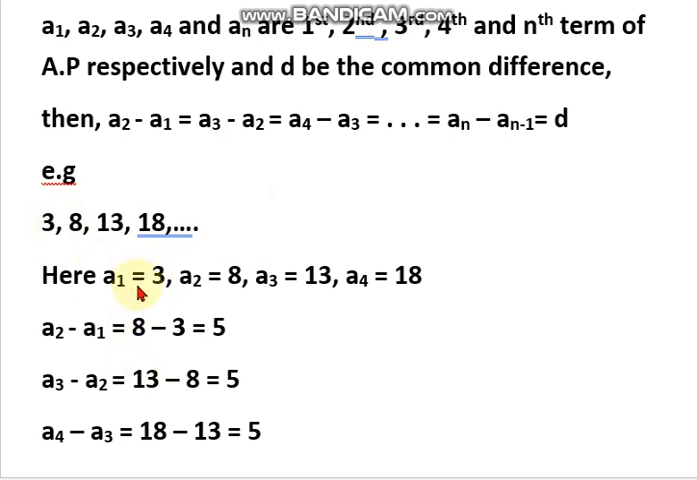So here a1 is 3, a2 is 8, a3 is 13, a4 is 18. So a2 minus a1 is 8 minus 3, which is 5. a3 minus a2, 13 minus 8, again it is 5. a4 minus a3 is 18 minus 13, which is also 5. So here the common difference is 5. So we can say that it's an AP.